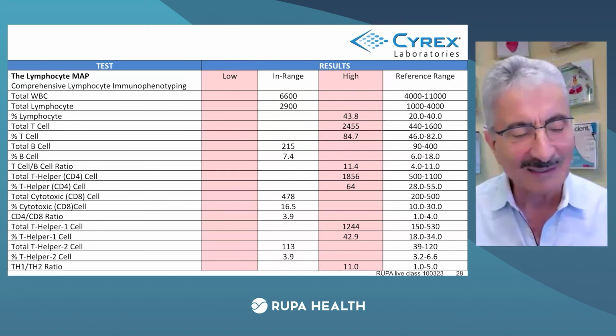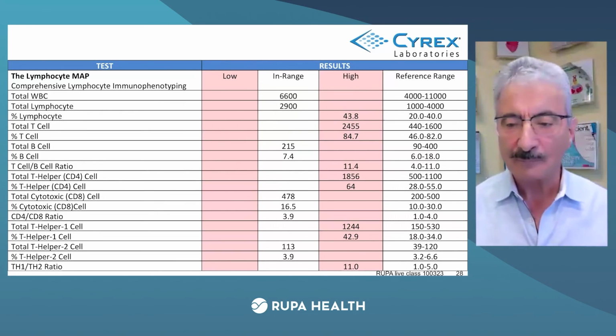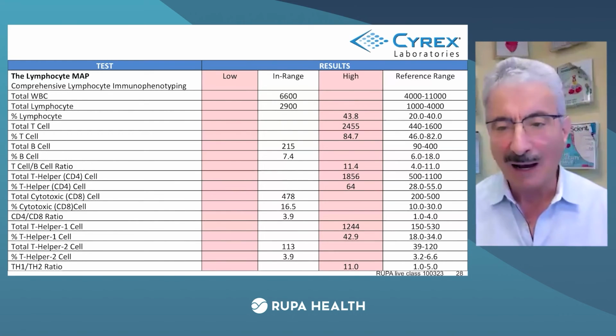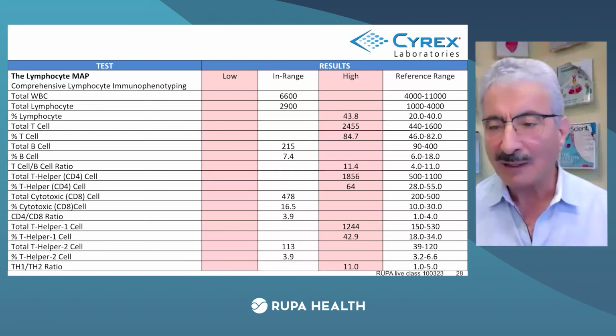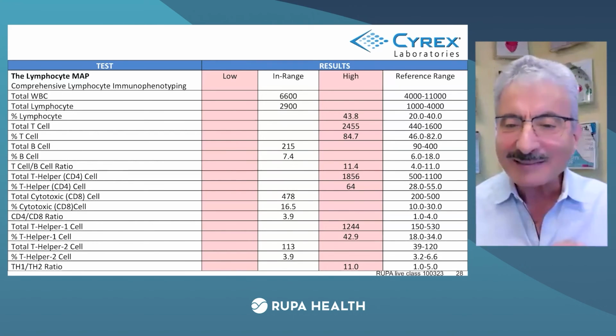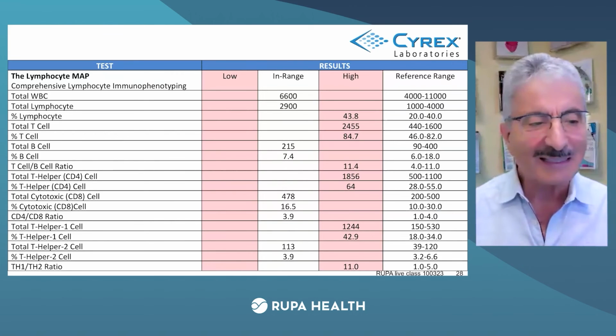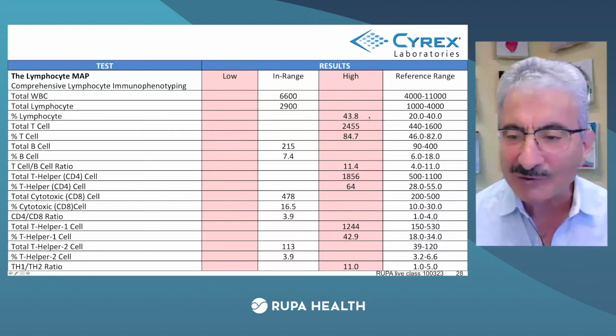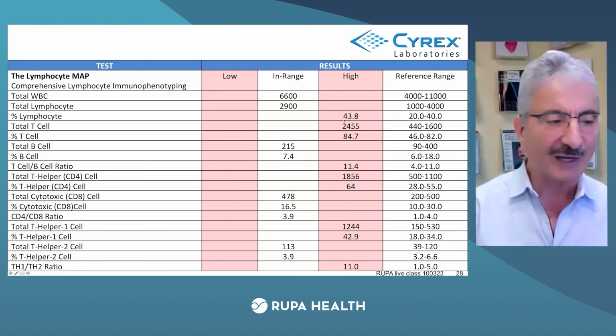So here is one example of a patient with early autoimmunity that we report now: the white blood cell counts, the lymphocytes, and the rest of the panel depending on the number of the lymphocytes and the percentage of the lymphocytes.